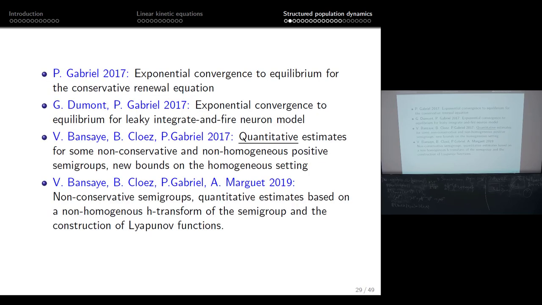Here I also wrote a bit of history for biological applications of Harris's theorem. There are many more than this, of course. The first one we came across was done for the renewal equation by Kea Gabriel, and then there is a series of works for different kinds of models.